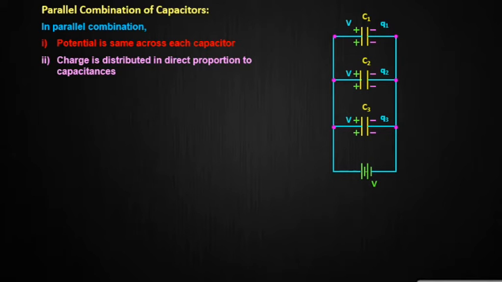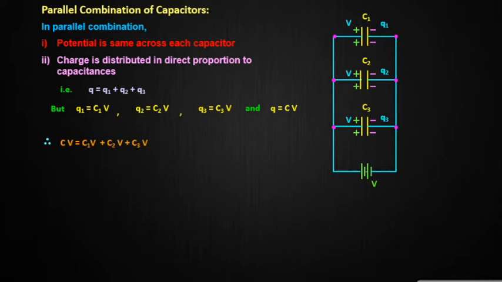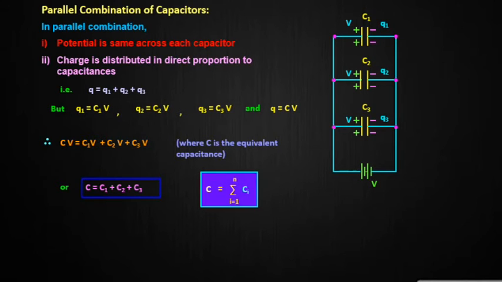By the charge conservation principle, Q is equal to Q1 plus Q2 plus Q3. By the definition of capacitance, Q is equal to CV, Q1 is equal to C1V, Q2 is equal to C2V and Q3 is equal to C3V. Substituting this, we get CV is equal to C1V plus C2V plus C3V, where C is the equivalent capacitance. By simplification, we get C is equal to C1 plus C2 plus C3.